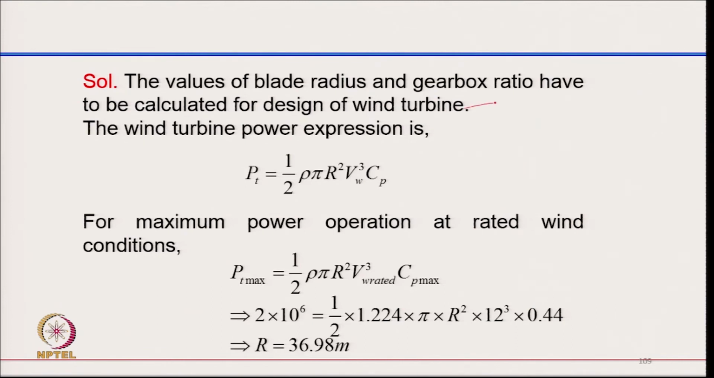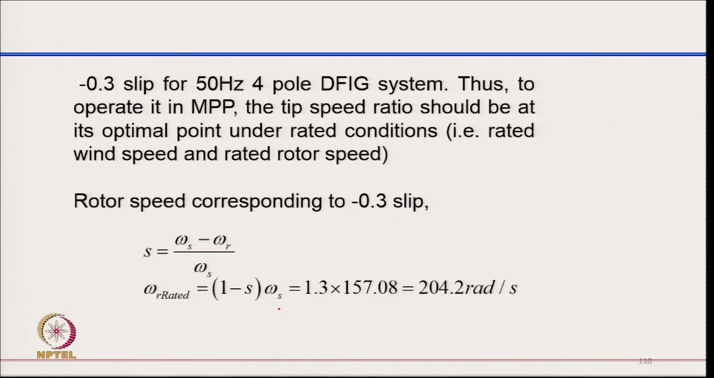And typically here, in the solution, the value of the blade radius and the gearbox have to be calculated for the designed turbine. So, this is the wind turbine power extraction, where these are the wind velocity, the diameter of the wind turbine, and this is the output power with the coefficient of power. So from here, putting all the data in the relation, we get the radius of the wind turbine from the given power of about 2 megawatt.